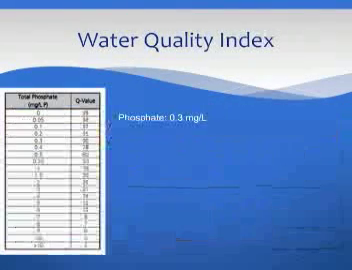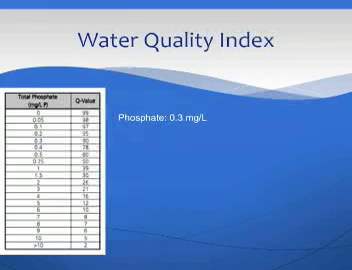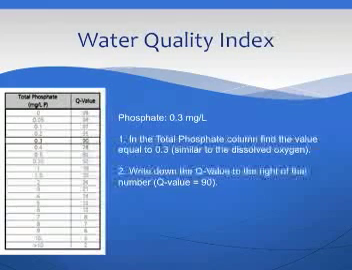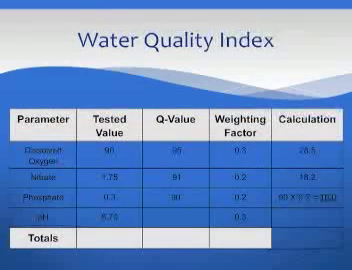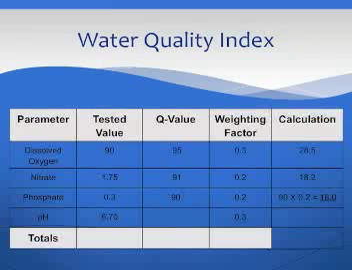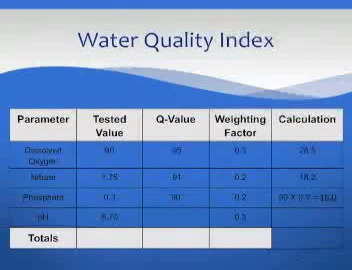Next is phosphate. We measured that to be 0.3 milligrams per liter. So we look that up on our chart to the left, and we can see that our Q value is 90. So now we're going to want to write down the Q value in our chart, 90. Then we multiply that again by our weighting factor, which is 0.2 in this case, to get 18.